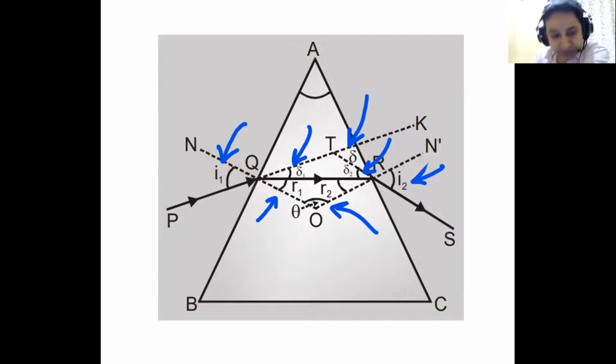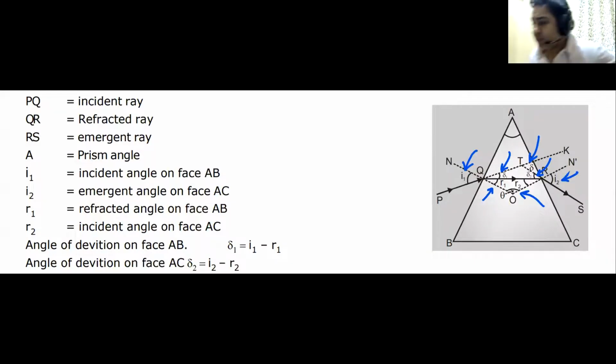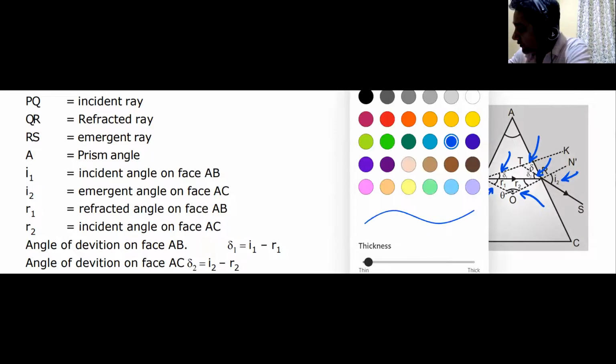Yes, sir. You'll have to draw this diagram carefully. I'll give you time to draw this diagram. Then we will move on and see what all stands for what. And let me use a different color here.